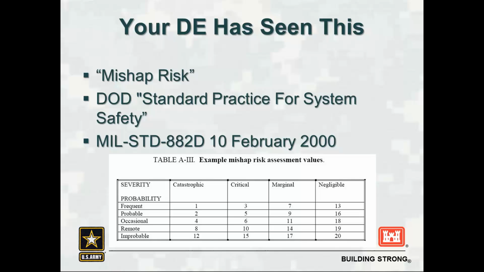Your district engineer has seen this type of thing before in the mishap risk. Take a look at the risk matrix at the bottom of the slide. Notice the severity categories and the probability categories. You'll also notice that the cells are numbered from 1 to 20, providing a hierarchy for the risks. This is the type of thing that in general is advised against.